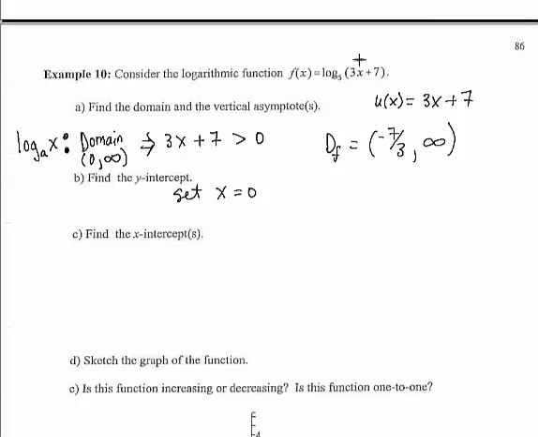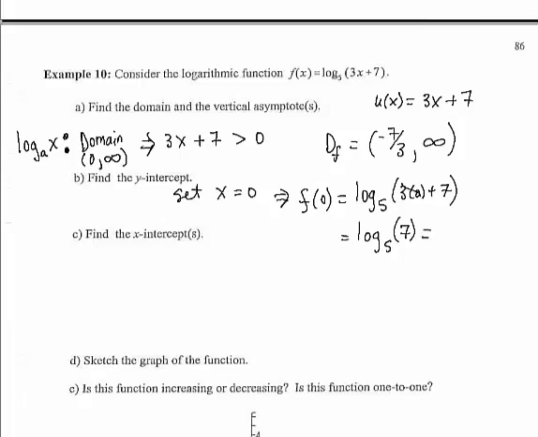However, the argument of this log is 3x plus 7, and the domain now starts at negative 7 over 3, so we will cross the y-axis, and we will have a y-intercept. To find it, we just set x equal to 0, or in other words, we calculate f of 0, which is log base 5 of 3 times 0 plus 7 in the argument. 3 times 0 is 0, and so we get log base 5 of 7.